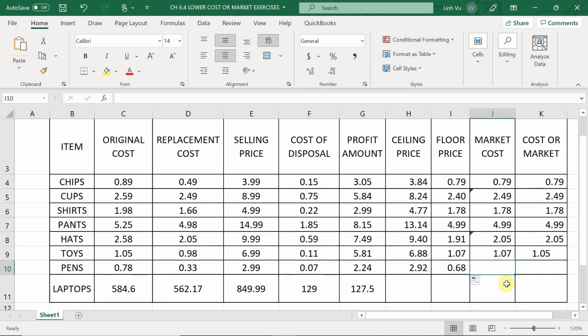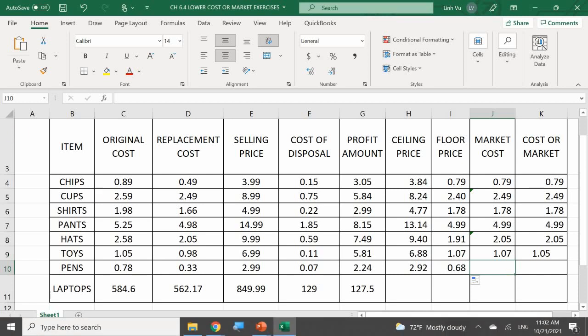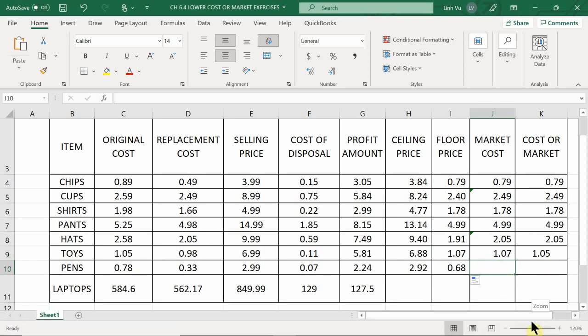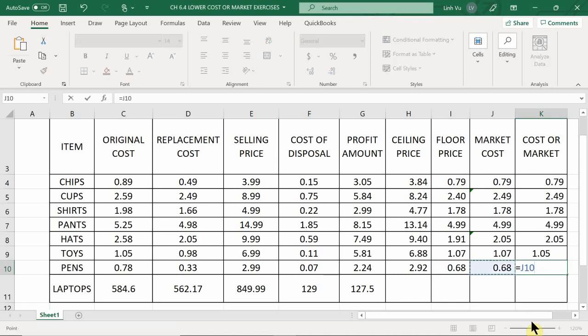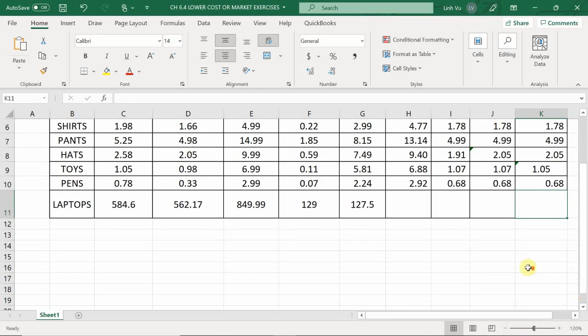So therefore, my market should be the 68 cents, right? It's the number that's in the middle. So let's compare and contrast. I originally purchased them at 78 cents and the market is 68 cents. So which one's lower? The market. Good. Okay.